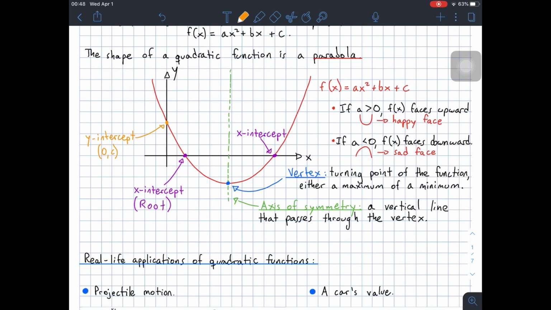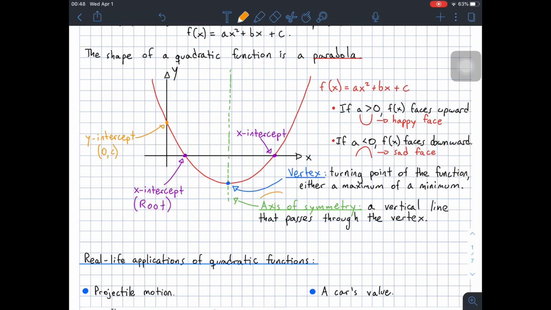Okay, so the parabola has something called the vertex, which, if we read the definition, it says vertex is a turning point of the function, either a maximum or a minimum. So it's this point over here, which represents the maximum or minimum of this function. In this particular example, this represents a minimum, right? It's the lowest point of the function.